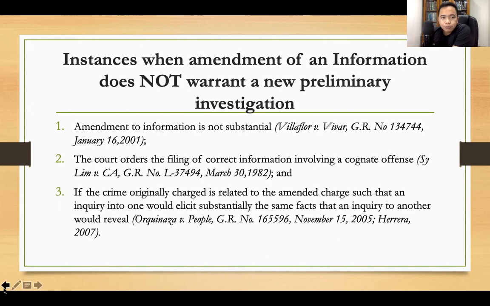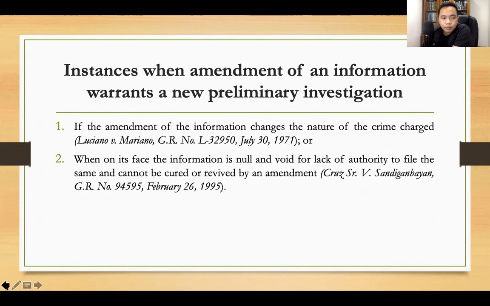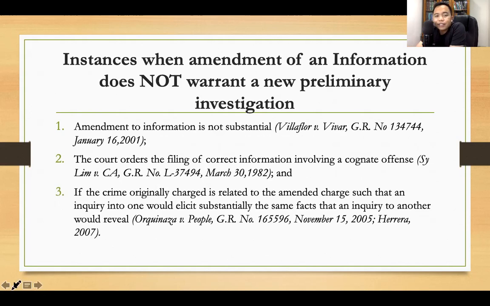Now, what are the instances when amendment of an information does not warrant a new preliminary investigation? So for example, there is an error in the information and you have corrected that error. Does it require a preliminary investigation? It depends. So these are the instances wherein amendment of the information will not warrant a preliminary investigation.